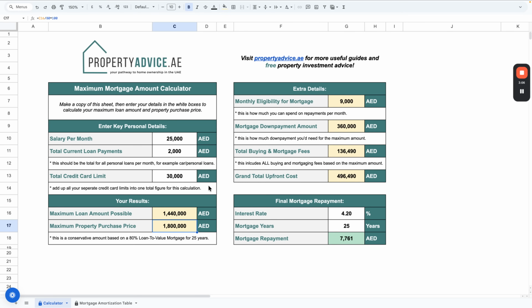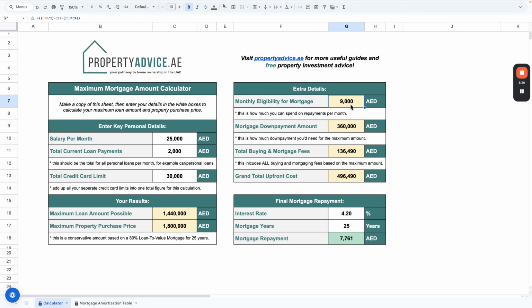Now, obviously, if we change these to say a higher salary, you can obviously get a higher loan amount as well. Now, how this is calculated, if you're wondering, is simply the banks here will divide your salary by 2. So in this case, it will be 12,500. Then we deduct your current commitments to other loans, so that will leave you with 10,500. And then we further deduct 5% of your total credit card limit. That leaves you with, in this case, 9,000 dirhams per month to be able to spend on new debt.